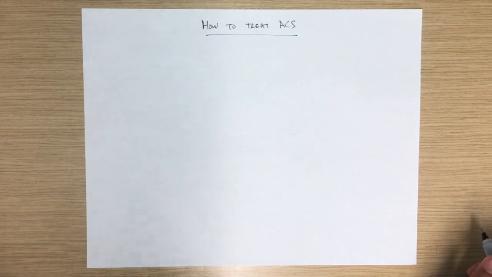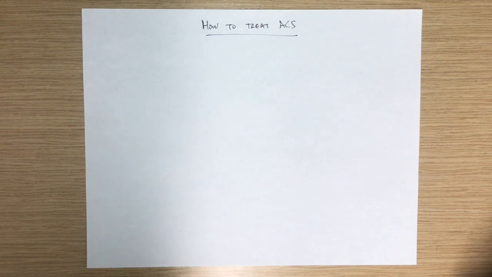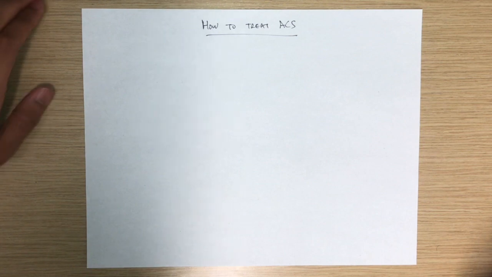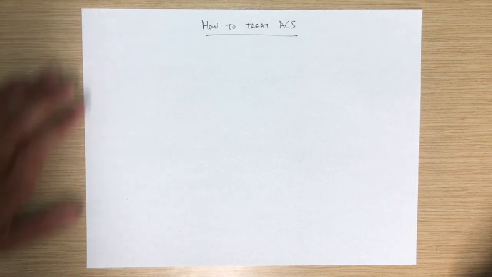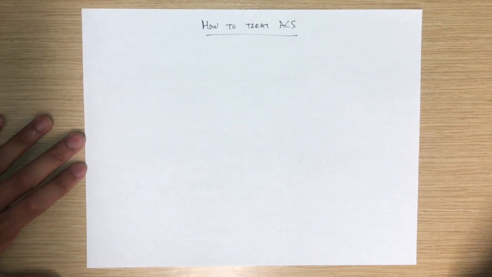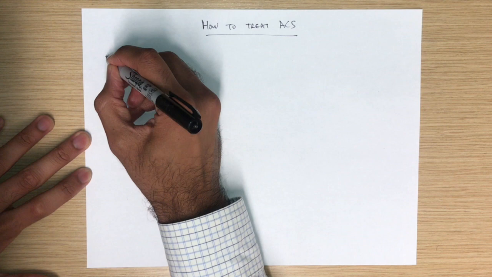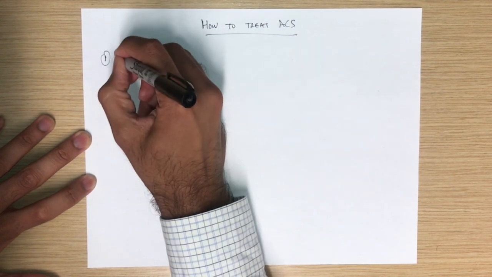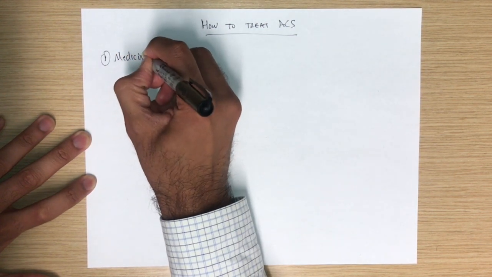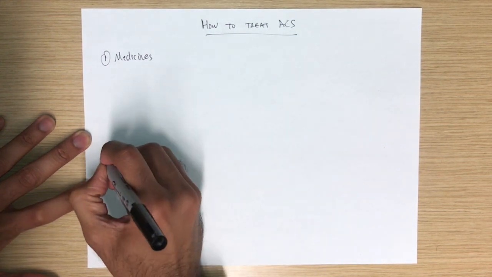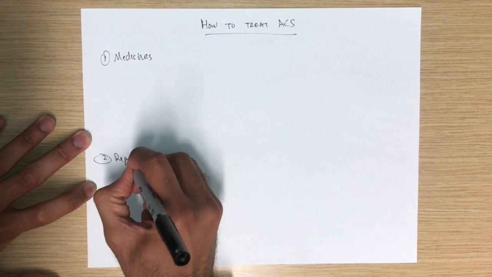So you've already gone through your 3 questions to diagnose ACS. You've decided, okay, I think the patient is having acute coronary syndrome. What do you do now? The way that I like to think about this is that the treatment for ACS basically involves 2 different complementary things. One is medicines, and the other is reperfusion.